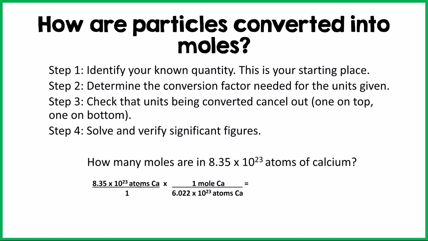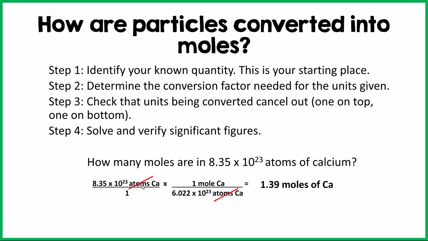Since we have atoms on the top here, we need to put atoms on the bottom here, and that allows us to cancel those units out, leaving us with the mole, which is what we want for our unknown quantity here. We're going to multiply across the top, multiply across the bottom, and then divide the top divided by the bottom. And it gives us 1.39 moles of calcium, which is what we were looking for in the question, so we are finished.